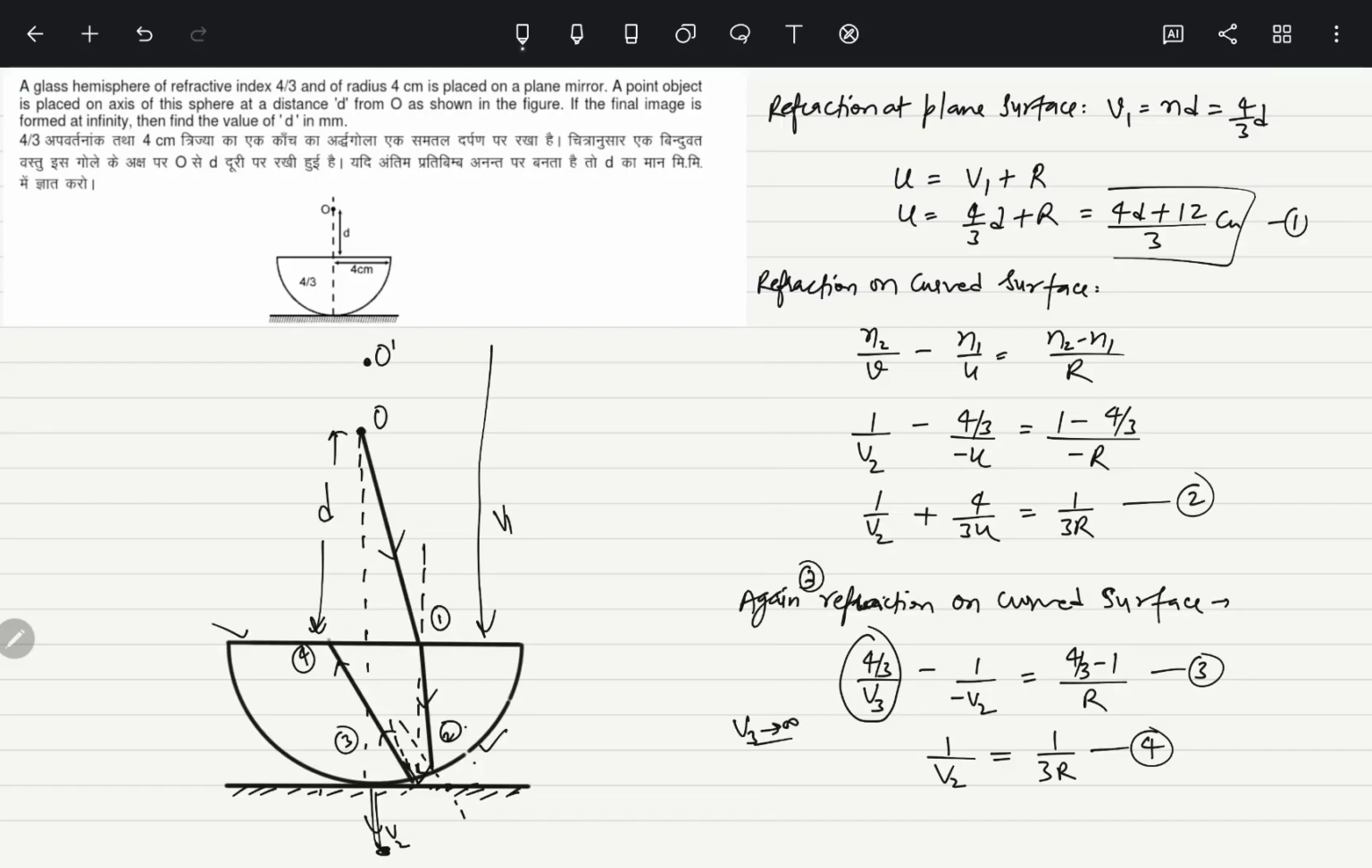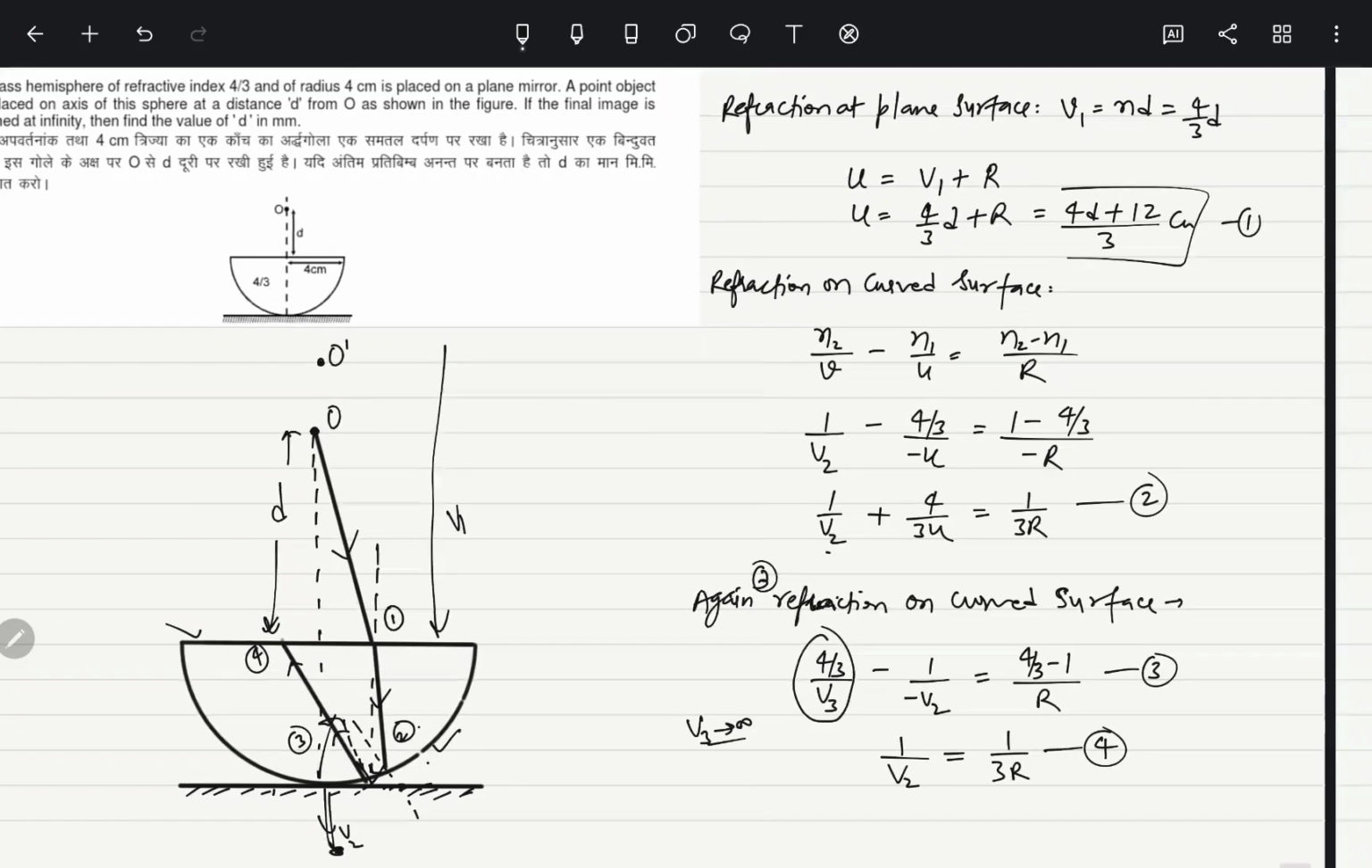Before substituting I need to tell one thing. From the second equation, this v2 which we'll get here will be coming as negative. Yes or no? Because the image, this v2, will be formed above this curved surface, right? So because of the sign convention we are taking, this v2 will be negative. So when I substitute here, I'll substitute v2 as negative. Getting my point here? So okay, I'll go to the next screen.